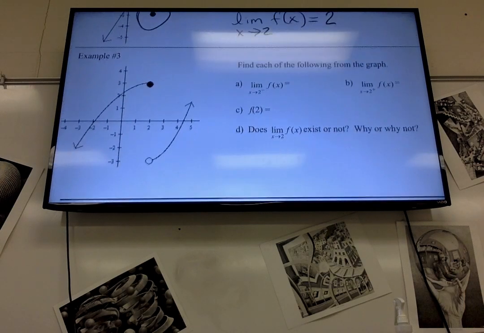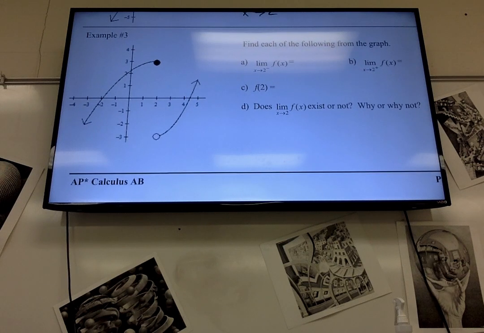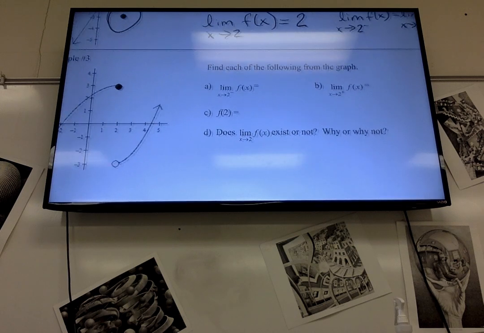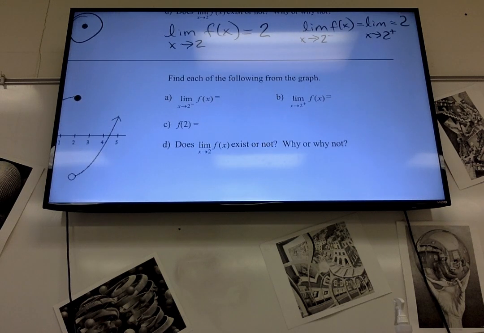All right. And now let's look, this is also a piecewise function, at example 3. Oh, I was supposed to say why or why not. It's because the limit as x approaches 2 from the left and the limit as x approaches 2 from the right are equal to each other. Again, see if you can fill in that one.